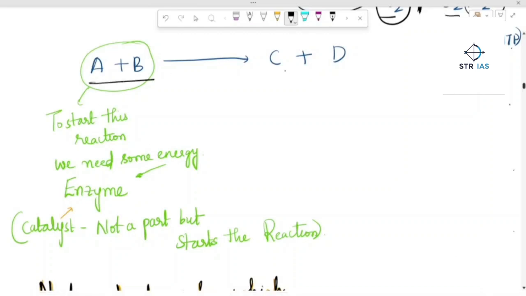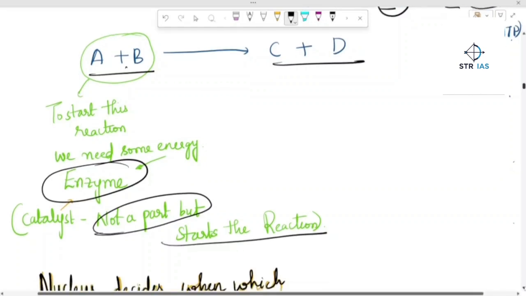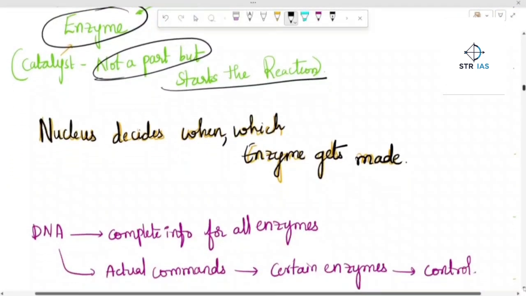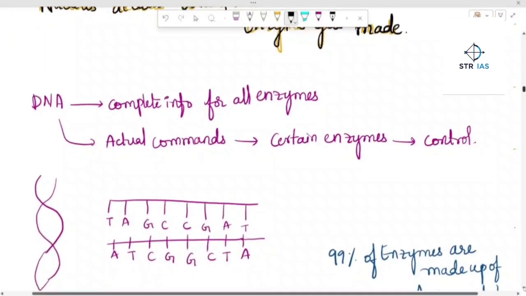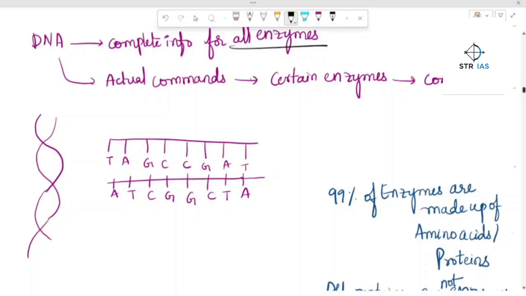So A plus B leads to C plus D. To start this reaction, we need a catalyst called an enzyme. This catalyst is not a part of the reaction, but it will start the reaction. The nucleus will decide when the reaction will start, or when the enzymes will get made, and DNA has complete information of all these enzymes. Enzymes are nothing but catalysts to start the reactions. The nucleus will know when to start, and this information will be there in DNA. So DNA is the actual commander, and it will control all the functions of the cell, all the functions in the living organism.